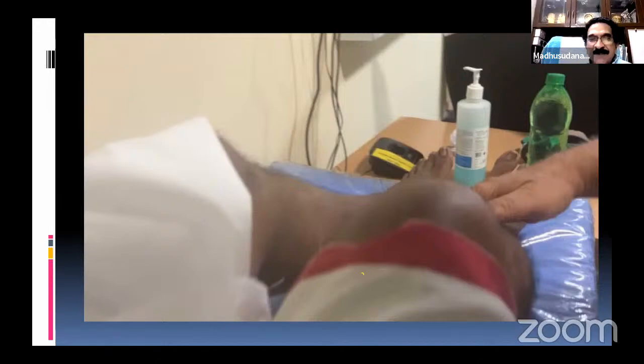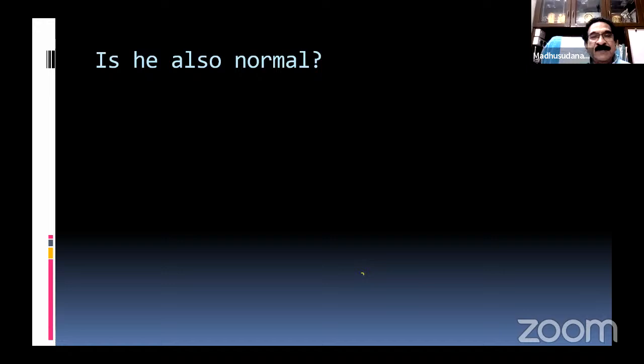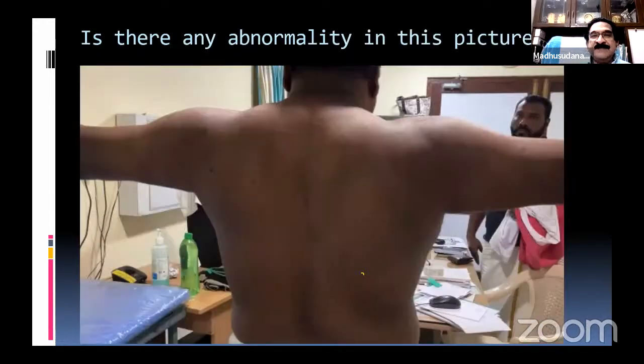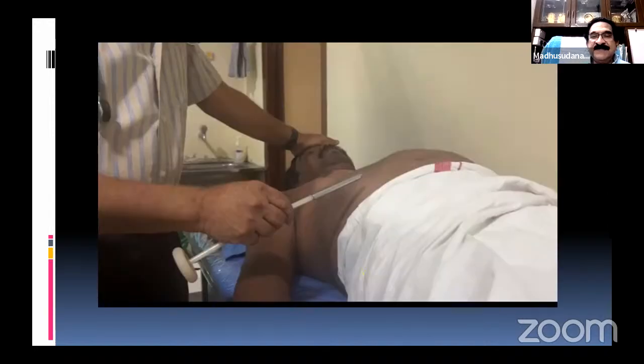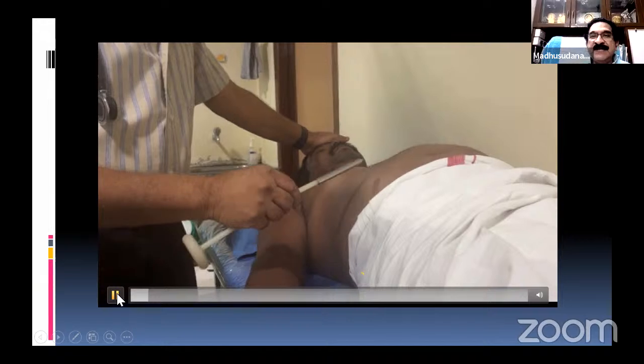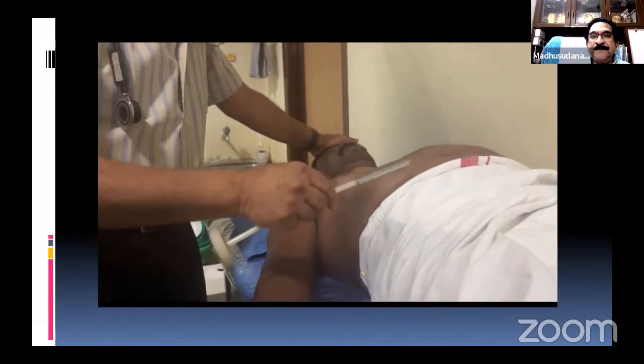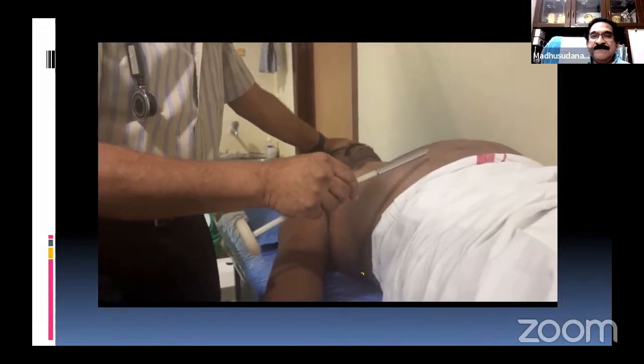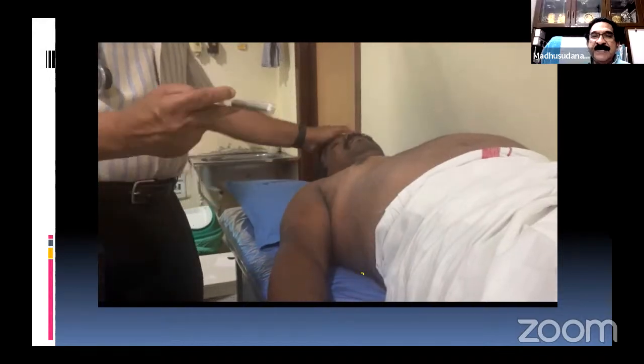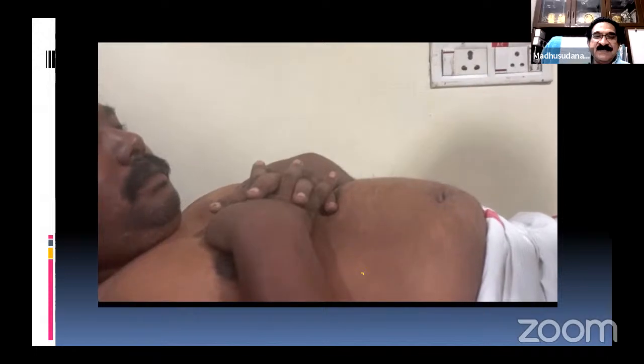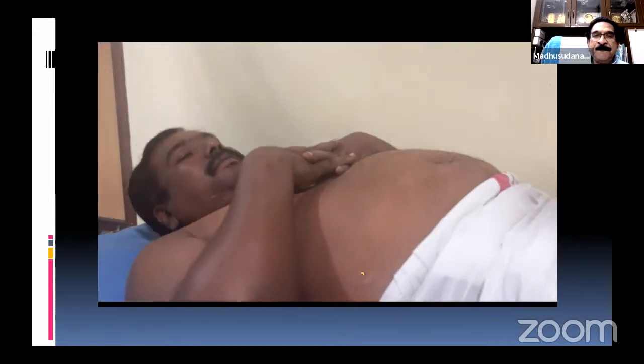So what else did I do? On examination, I will show you. The hernia is there on the left side, not on the right side. Then I asked him to get up from the lying down position. He could not get up from the supine position at all. He's trying his level best.